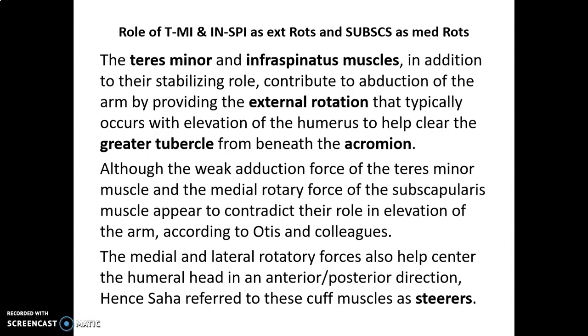Teres minor and infraspinatus muscles, in addition to their earlier discussed stabilizing role, contribute to abduction of the arm by providing external rotation that typically occurs with elevation of the humerus, to help clear the greater tubercle from beneath the acromion. We have already discussed the range of external and internal rotation, that is the lateral and medial rotation, and that in the side-lying dependent limb we can only get a total range of 60 degrees.